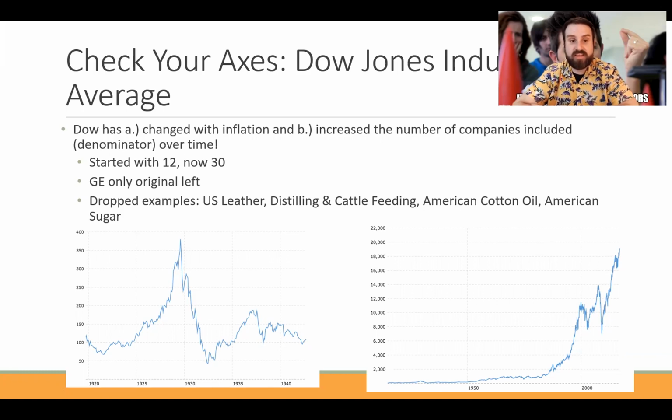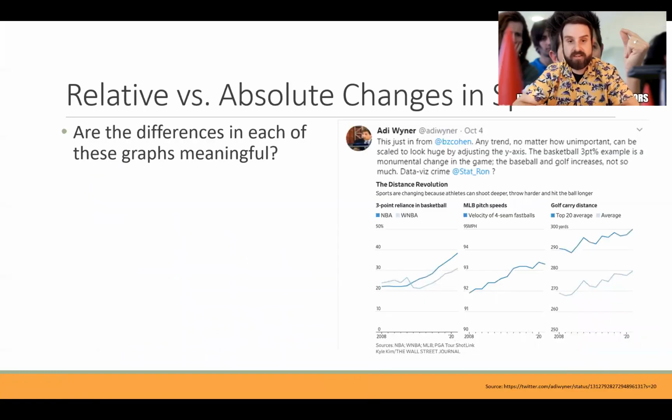So some just interesting history. The Dow Jones Industrial Average started with 12 companies. It's now at 30. General Electric is the only one that's been there the whole time. And some fun old-timey company names that are no longer in the Dow include U.S. Leather, Distilling and Cattle Feeding, American Cotton Oil, and American Sugar, some bygone companies.